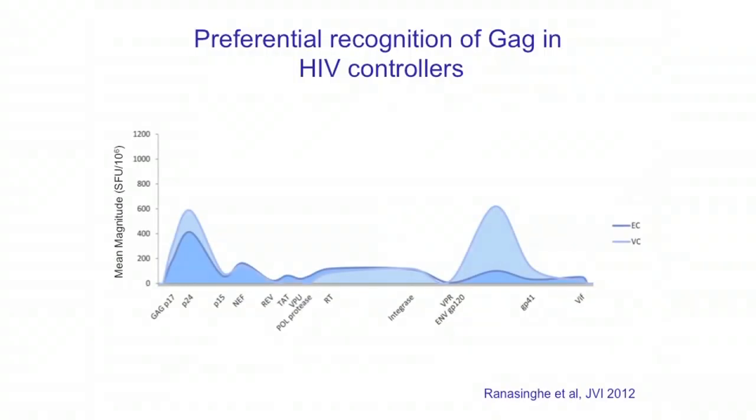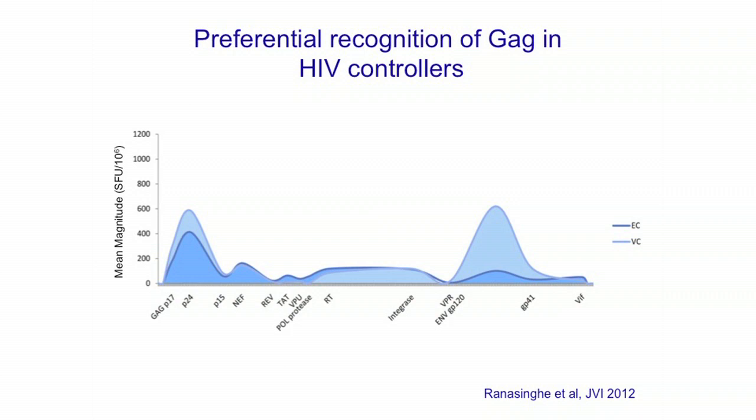So here you basically see the whole proteome again, and in dark blue, these are the patients that are elite controllers, so controlling viral replication below 50 copies per ml. And in light blue, these are the viremic controllers with viral load below 2,000 but detectable viral load. So what you see here, there's already a difference in the targeting between viremic controller and elite controller.